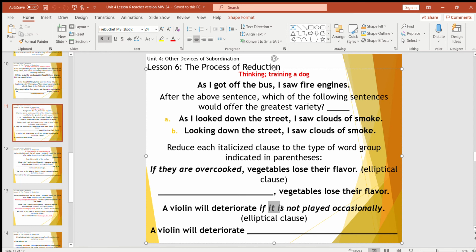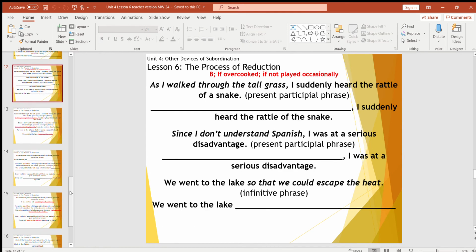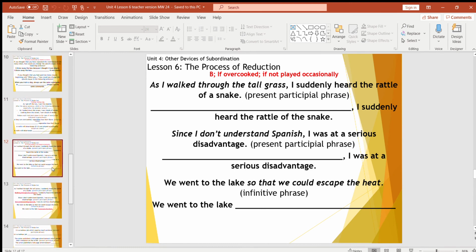The it and is. A violin will deteriorate if not played occasionally. Still makes sense. Still an adverb clause, but it also is an elliptical clause since words have been taken out. We're going to turn this one into a present participle phrase.